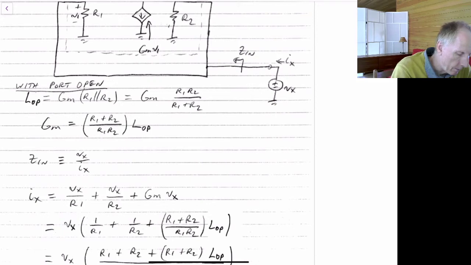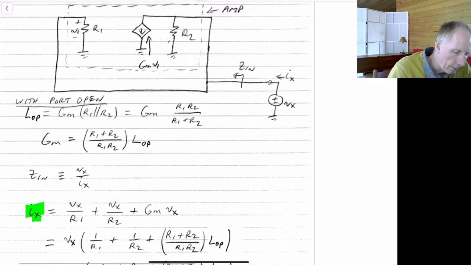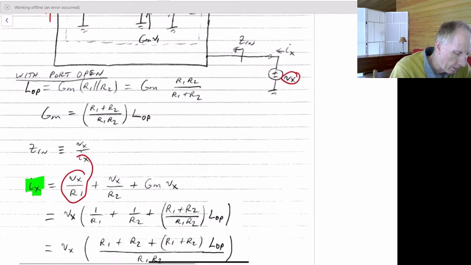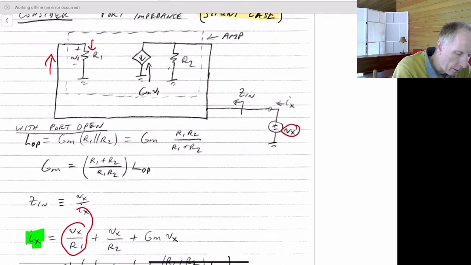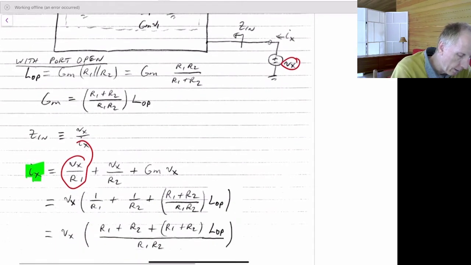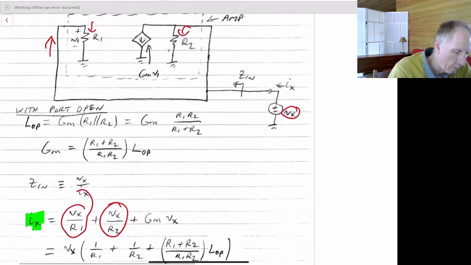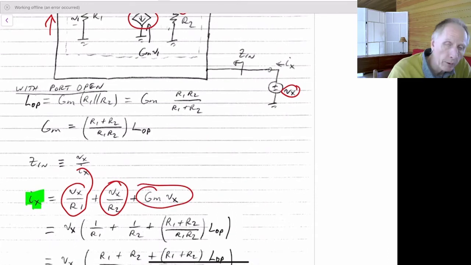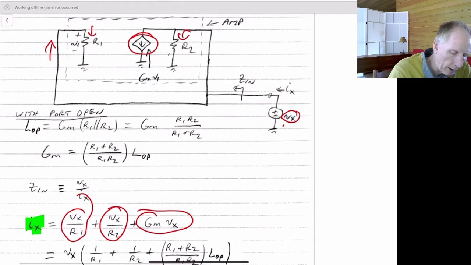What we have then is that Ix is equal to the current flowing down through here, which would be Vx over R1, plus the current flowing down through here, which will be Vx over R2, plus the current flowing down through here, which is Gm times V1. In this case V1 is equal to Vx because we've applied Vx here.